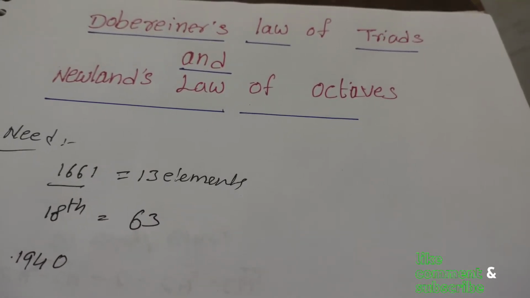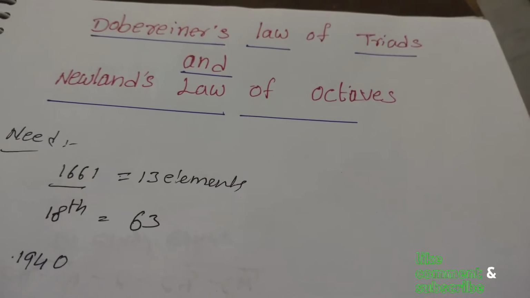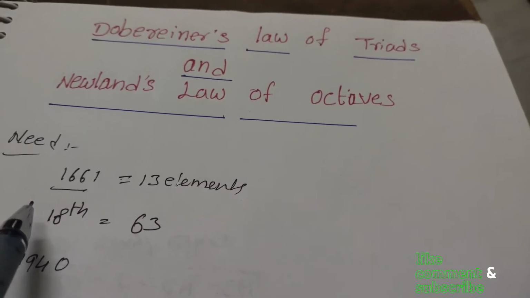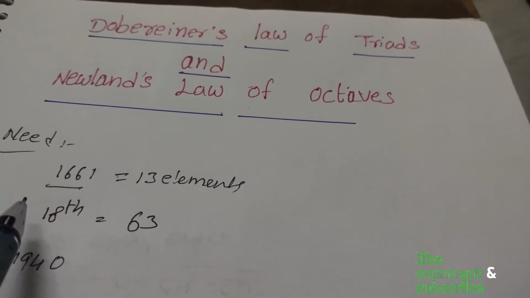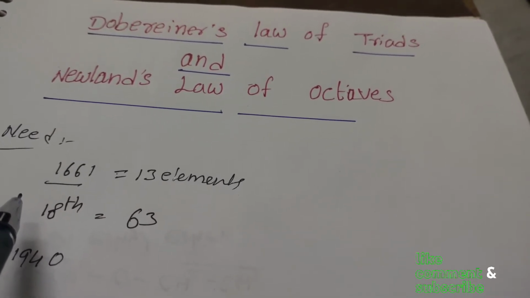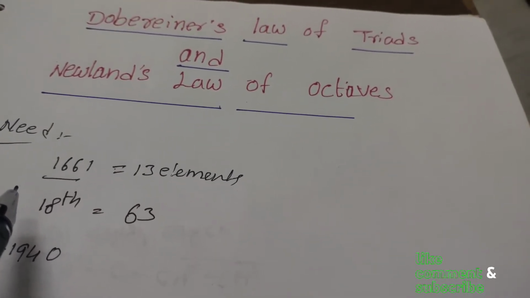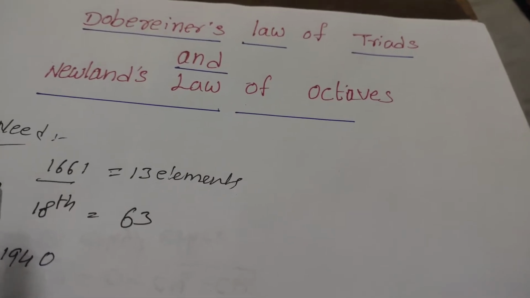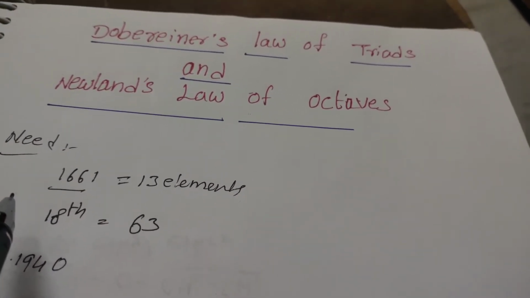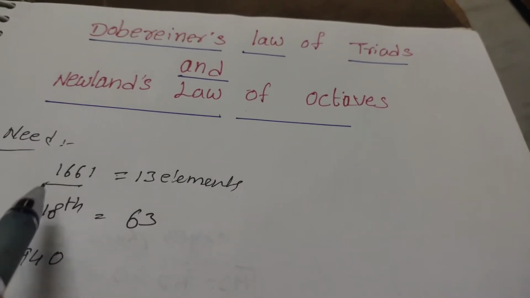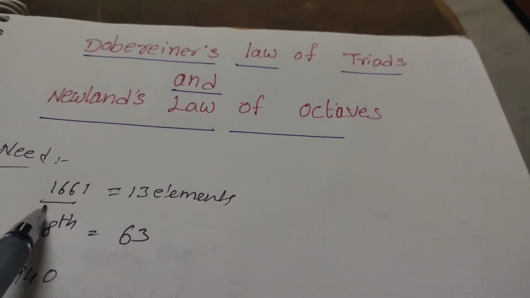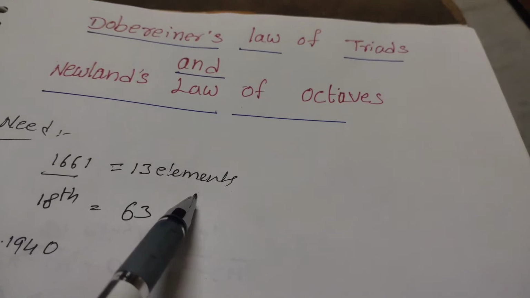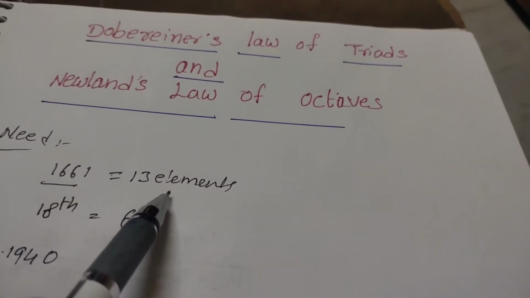Now when I go back to the discovery of the elements, in the year 1661, Robert Boyle gave the definition of an element. He defined an element as any substance that cannot be decomposed further by any physical or chemical reactions. Elements are not further divided by physical or chemical reaction. That definition was given by Robert Boyle in the year 1661. In Robert Boyle's time, we knew about only 13 elements.